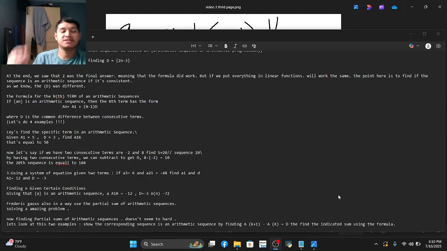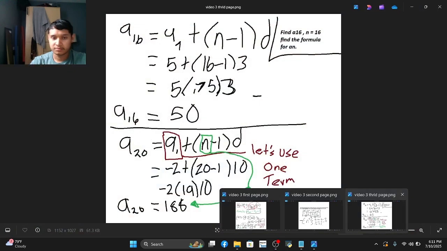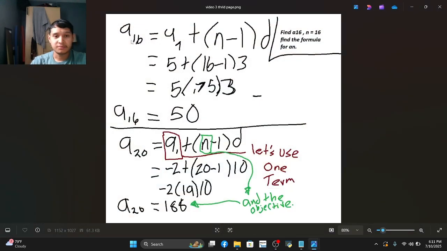Okay, but is there any easier way to see if it's an arithmetic sequence or not? Yes, there is. And with the formula for the nth term, we can pick any term of an arithmetic sequence with this formula: a_n equals a_1 plus (n minus 1) times d. So let's do an example here.